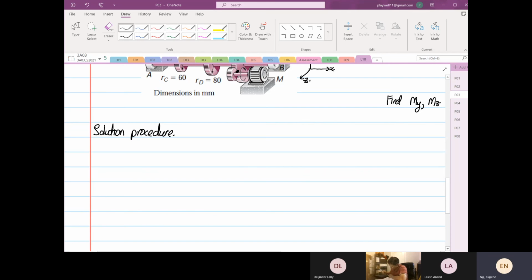Number one, determine the rotation of the input gear, the input or the driver gear.